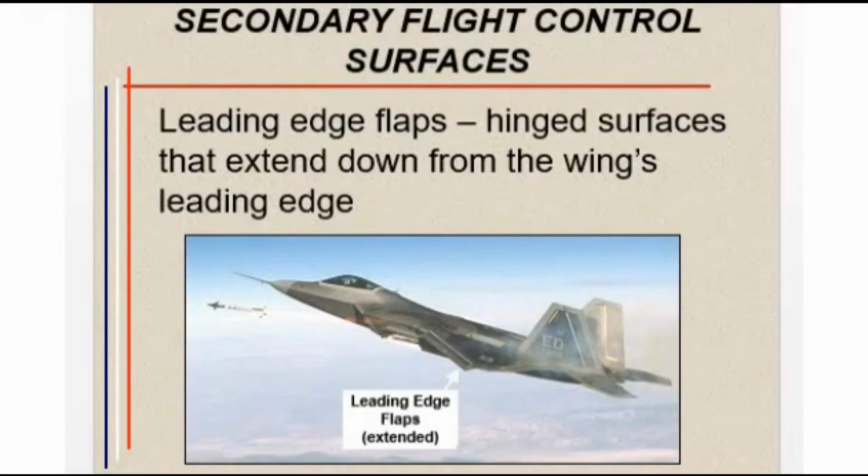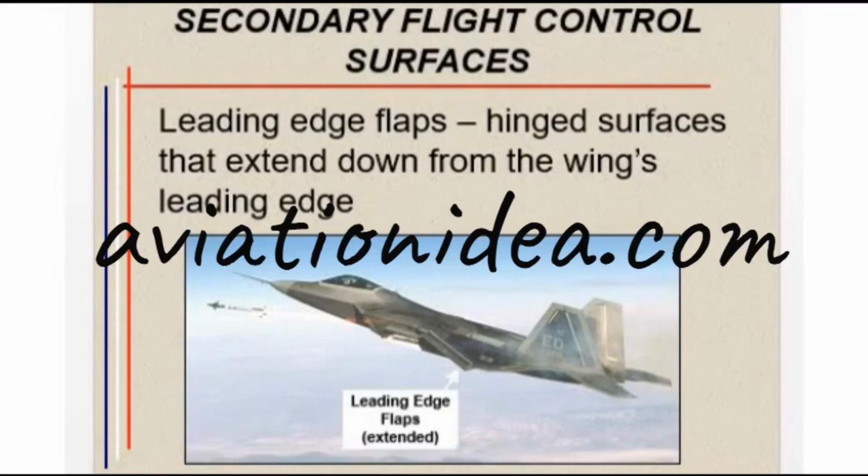Slats are often located near the wing tips to help improve overall lateral stability. A slat will also increase the wing's camber and surface area to some extent.